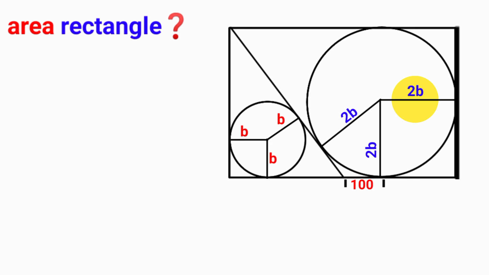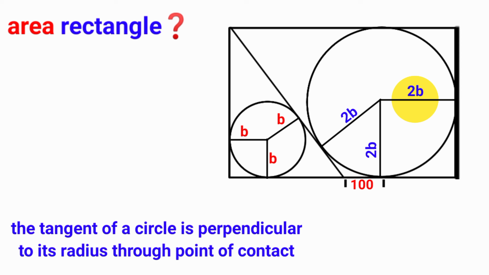From the circle theory, there is a rule that the tangent of a circle is perpendicular to its radius through the point of contact. This side we can see is a tangent to the circle at this point. So by this rule, it will be perpendicular to the radius. So this is a right angle. The same is for this side here, which is a tangent at this point. It is perpendicular to the radius. So this is also a right angle. This line here is also a tangent at this point. So this angle is a right angle.